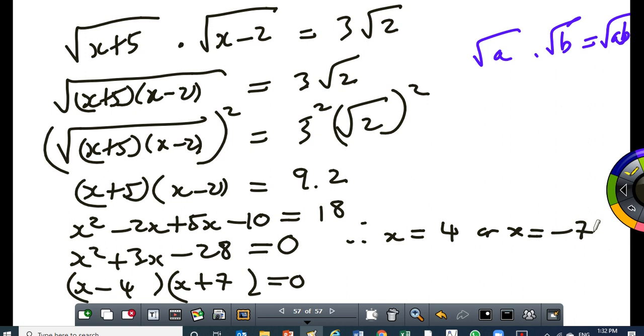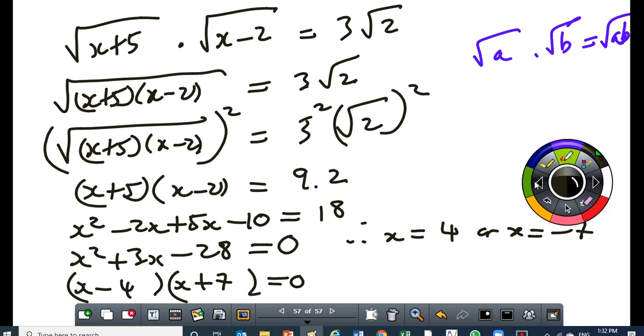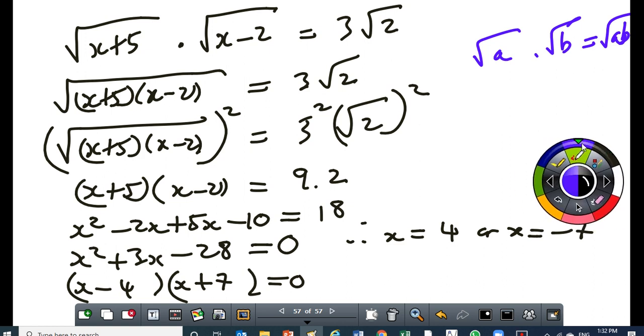I'm not done. I need to check those two values of x, if they are valid. So let me start with x equal to 4. If I put 4 here, 4 plus 5 gives me a 9. The square root of 9 will give me a 3. If I put 4 here, 4 minus 2 will give me a 2. So I'm going to have a 3, then here I'm going to have a square root of 2. Which means I'll have 3 times square root of 2, which is equivalent to the what? To the right hand side. So this answer is correct.